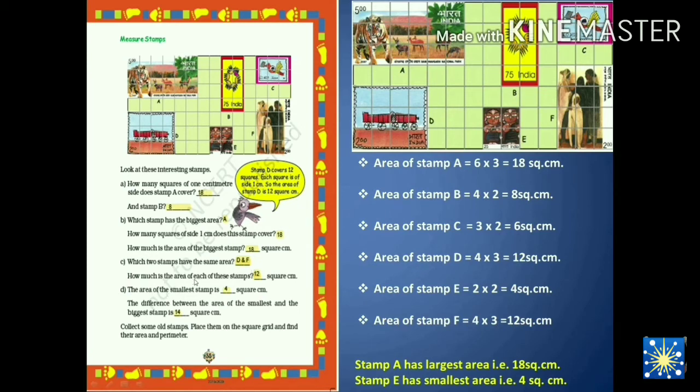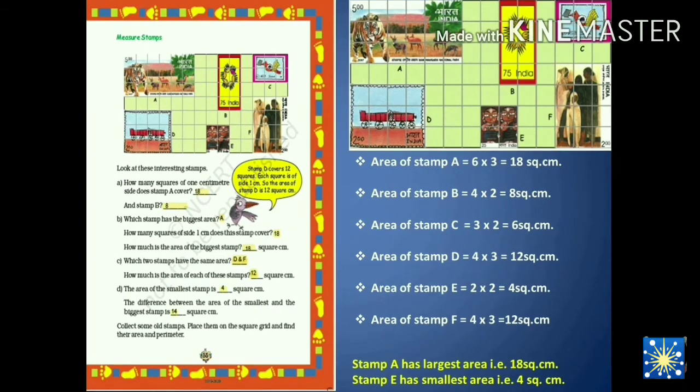How much is the area of each of these stamps? So what is the area of both the stamps? 12 square centimeter. So we write 12 square centimeter. Now part D, the area of the smallest stamp is. So stamp E has the smallest area, that is 4 square centimeter. So the difference between the area of the smallest and the biggest stamp is 14 square centimeter.